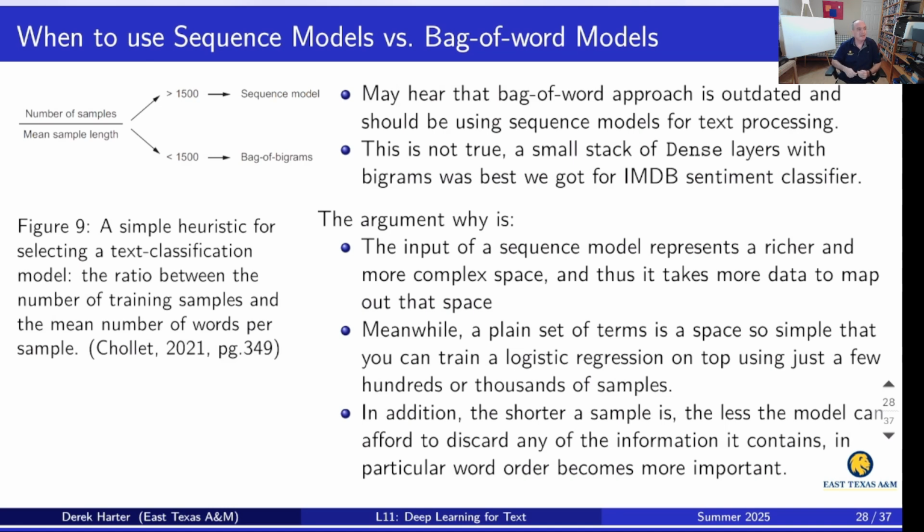The author of our text, Dr. Chollet, gives a rule of thumb you can use. Consider the ratio between the total number of samples you have in the data to train with and the length of your samples. If that's big, then sequence models are maybe going to work for you. If that's not very big, maybe a bag of words with some positional encoding, using bigrams or something, will work best.